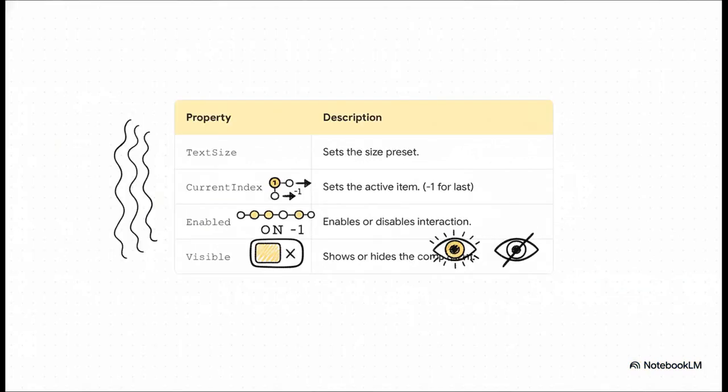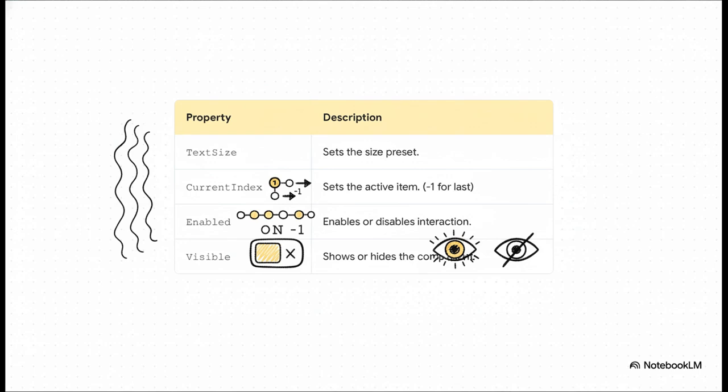Current index is also super useful. It lets you programmatically set which item is the current, non-clickable one. And I love this detail. Setting it to -1 automatically makes it the last item. Smart. And of course, you've got your basic on and off switches for enabled and visible.